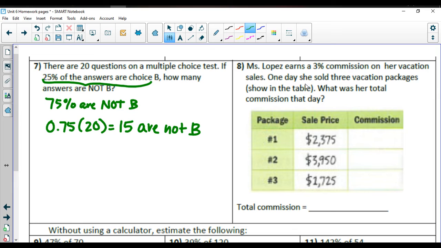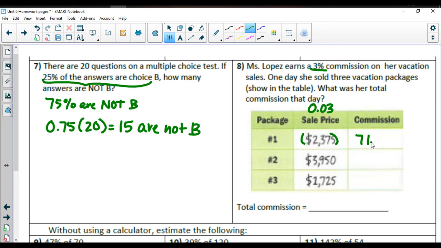For question number 8, Mrs. Lopez earns a 3% commission on her vacation sales. One day she sold 3 vacation packages shown in the table. What was her total commission? Percent with commission, we're just going to take the percent and we're going to multiply it by each of our sales. So we're going to multiply 0.03 times this.